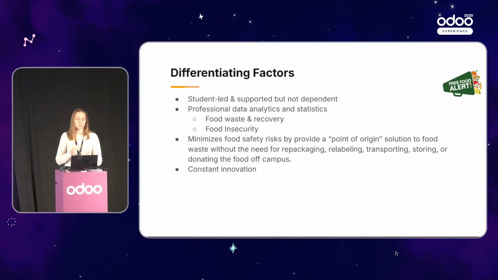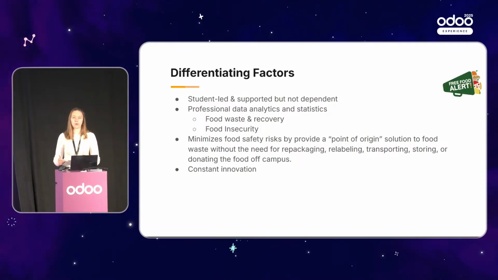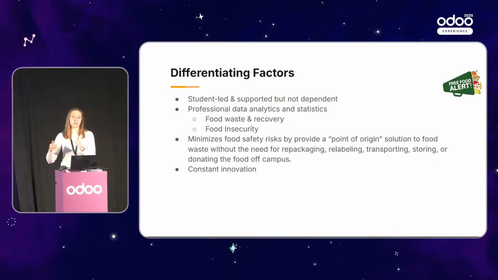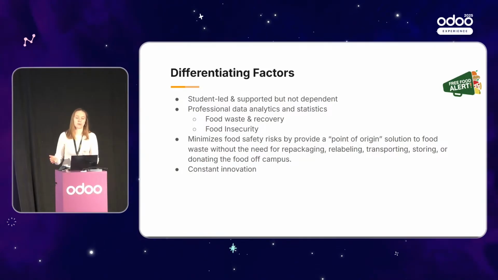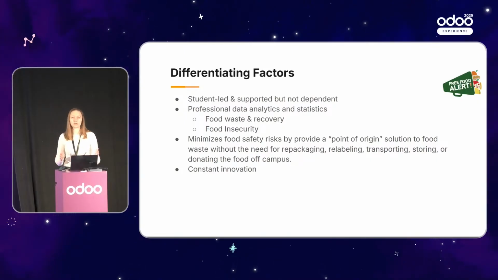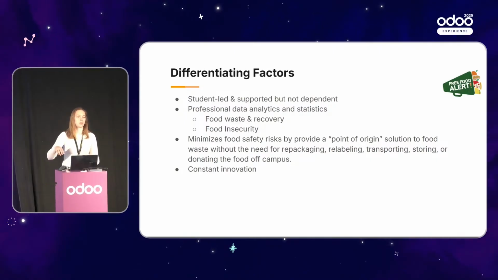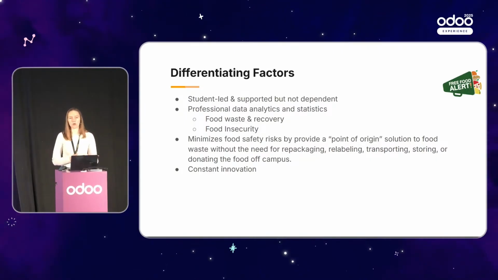We also really minimize the food safety risks by providing a point of origin solution for food waste without the need for repackaging, relabeling, transporting, storing, or donating food off campus. A traditional food recovery program involves every single one of those steps. And at every single step in the process, you introduce additional risk and potential for food safety issues. And so by avoiding all of those and simply notifying people immediately at the end of the event about the excess food, we enable food remediation, and we also decrease hunger and food insecurity on campus.